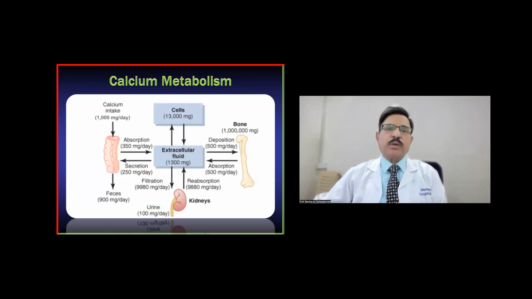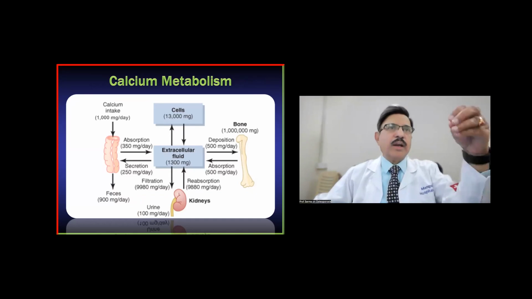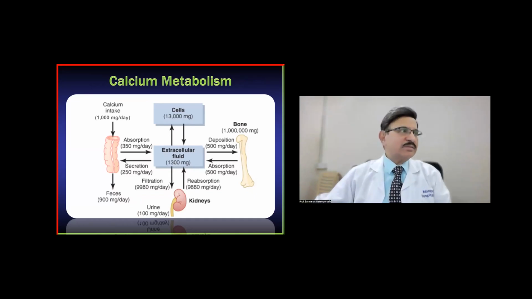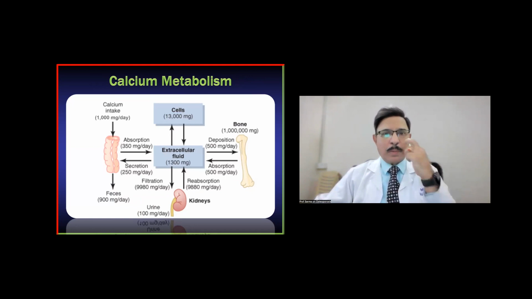Now, coming to the calcium metabolism. 1000 milligrams is generally taken in through the GI tract, out of which 900 milligrams goes through. Only 100 milligrams is available for absorption. Okay.